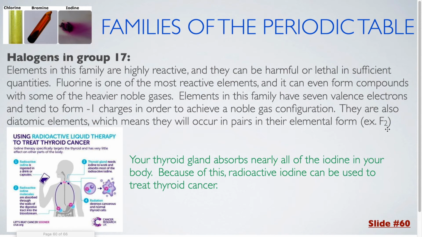So for example, F2. Your thyroid gland absorbs nearly all of the iodine within your body. Because of this, radioactive iodine can be used to treat thyroid cancer. One of the main issues with many cancer treatments is that it could affect other parts of your body. So in this particular instance, if you use the radioactive iodine, most of it would go to the one particular place in which you are trying to treat, if you were talking about thyroid cancer.